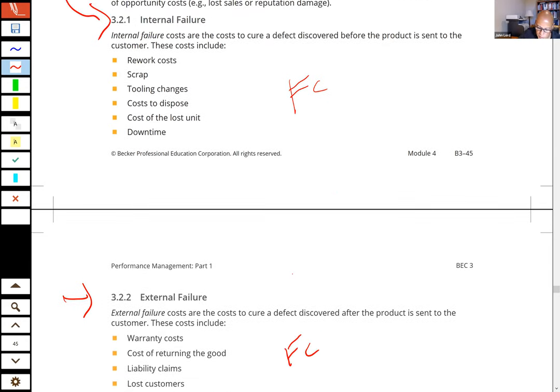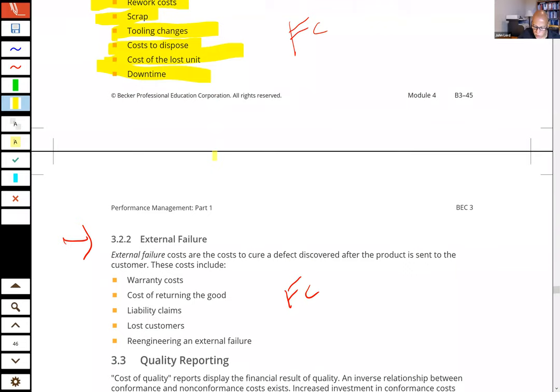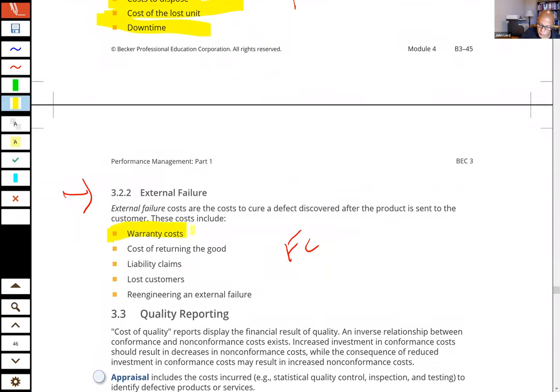Okay, so internal failure, rework cost. Okay, it doesn't hurt us outside the company, but we're going to have to rework defects, scrap, tooling changes, cost of disposal, cost of the lost unit, downtime. External failure, okay, hey, we have to start paying warranty costs, cost of returning, liability claims, lost customers, however you would quantify that, and re-engineering for external failure.